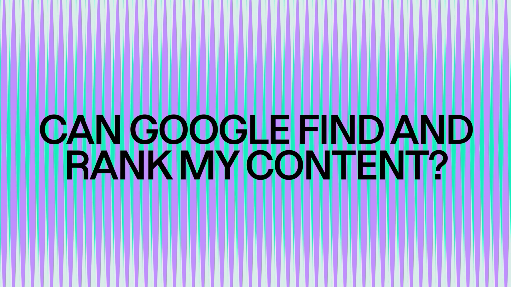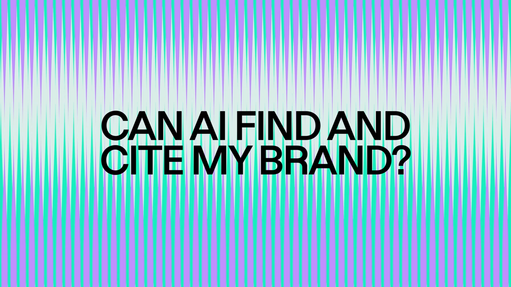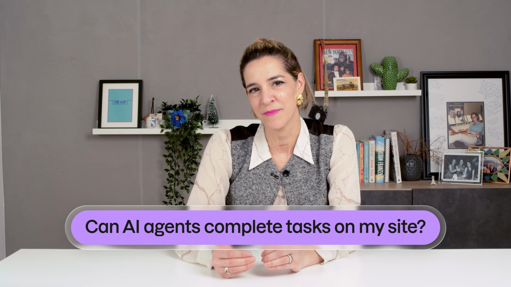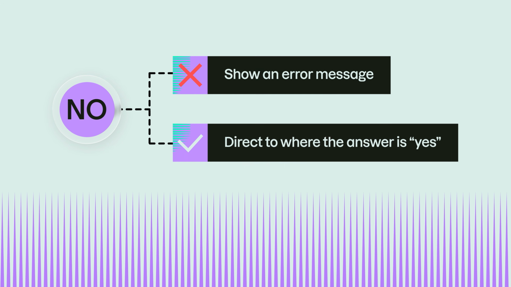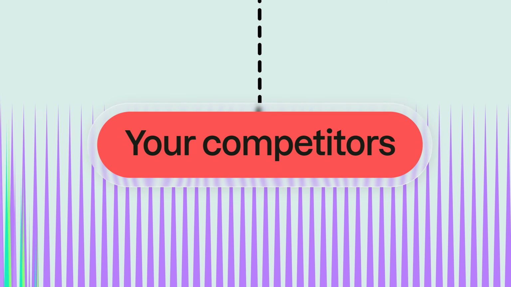For over 2 decades, the question was, can Google find and rank my content? For the last 2 years, the question was, can AI find and cite my brand? But the question we haven't had to ask until now is, can AI agents complete tasks on my site? If the answer is no, they won't show an error message. They'll just route the user somewhere the answer is yes, your competitors.